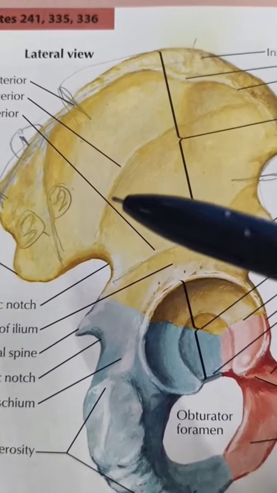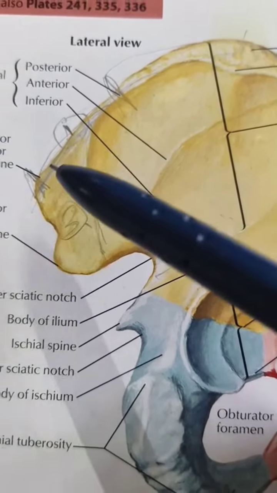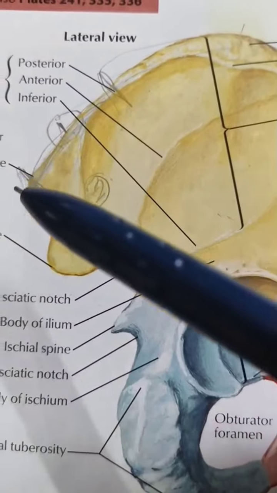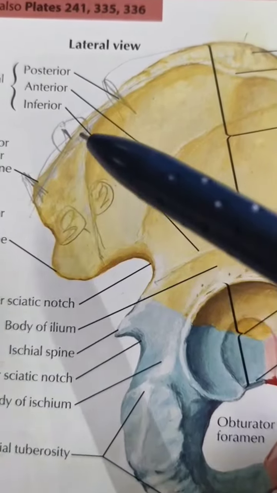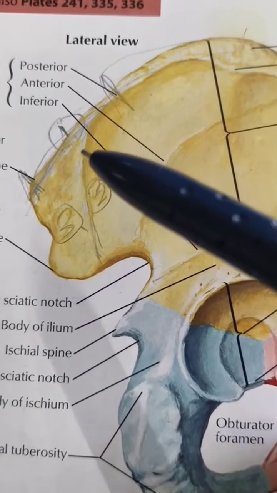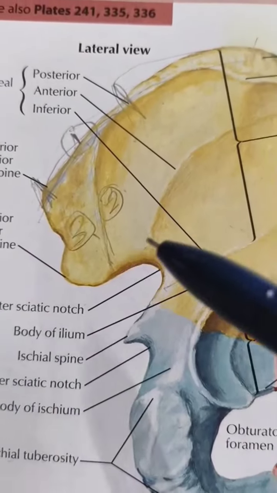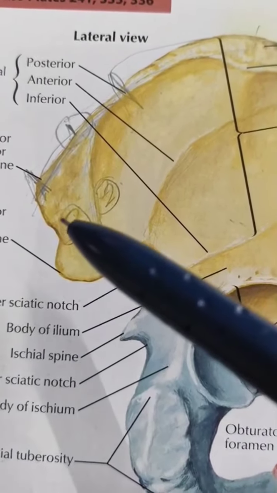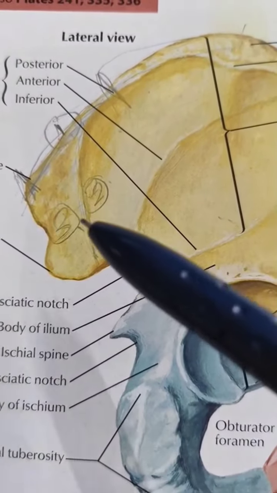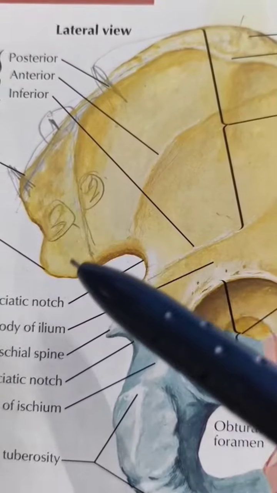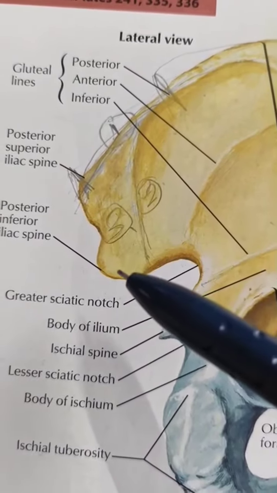Now gluteus maximus, one of the origins is from the outer slope of the dorsal segment of the iliac crest. Second point of origin is from the posterior gluteal line. Third point of origin is from the area or the part of the gluteal surface behind the posterior gluteal line. This is the area from where arises the gluteus maximus.